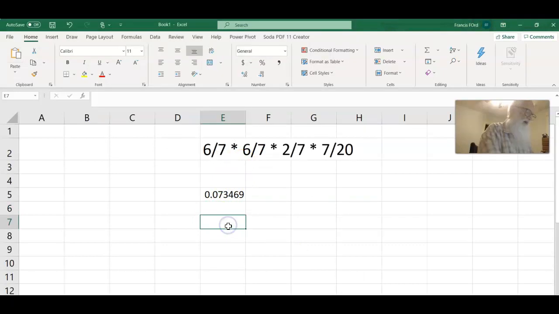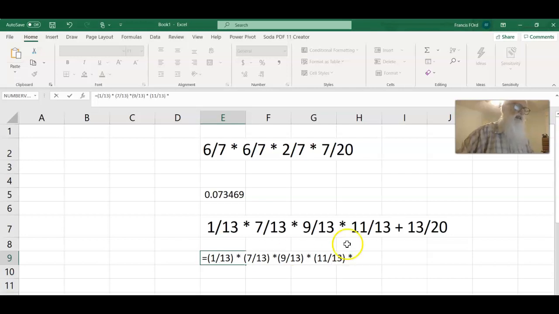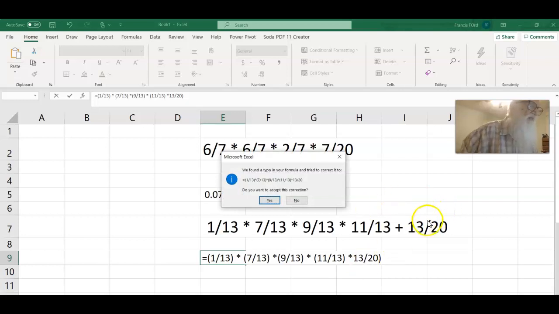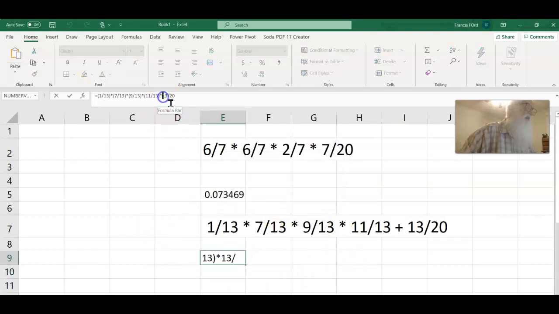I'll type it there, and then I'll see what I get. So I have equal 1/13 times 7/13 times 9/13 times 11/13 times, that should have been a times, 13/20. It's complaining about something, missing parentheses, which I think it got right. No, didn't. Let me put back that parentheses where it's supposed to be. 13/20. And everything is right.